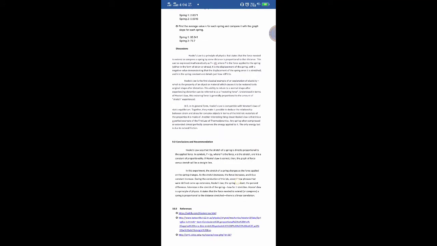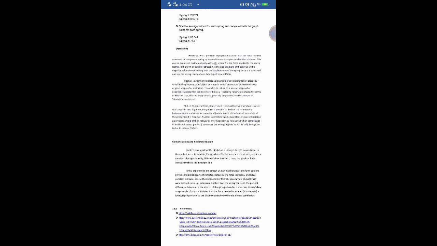And 9, conclusion and recommendation. Hooke's law says the stretch of a spring is directly proportional to the applied force. In symbols, F equals Kx, where F is the force, x is the stretch, and K is a constant of proportionality. If Hooke's law is correct, then the graph of force versus stretch will be a straight line. In this experiment, the stretch of the spring changes as the force applied on the spring changes. As the stretch increases, the force increases, and it is a constant increase.